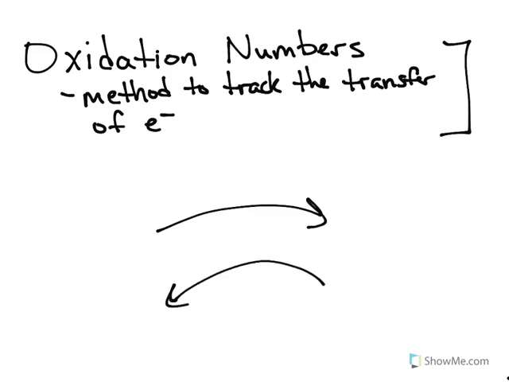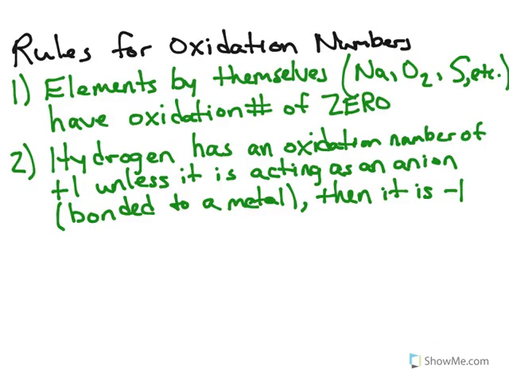But in order to use these oxidation numbers, we have to be able to identify what an element's oxidation number is, and there's a set of rules that will help us do that. These rules begin pretty straightforward. If it's an element by itself, such as sodium, oxygen, sulfur, it doesn't matter whether it's monatomic or diatomic, the oxidation number for that element will be 0. The next couple rules focus on specific elements.